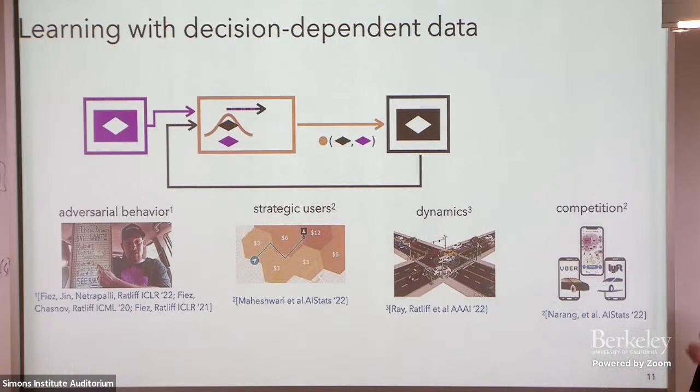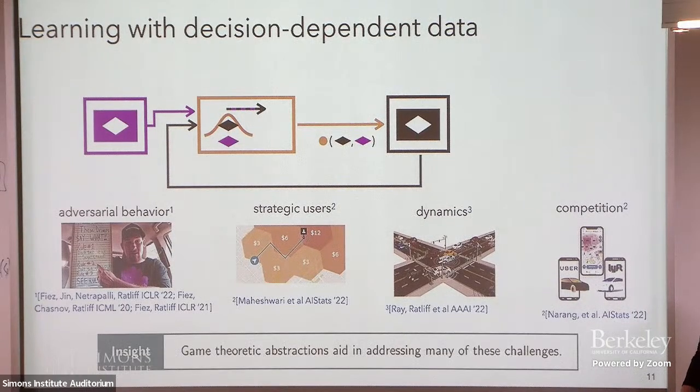And then we also care about this setting where we have competition. So of course, rideshare is a good example of that. You have, say, multiple platforms that are engaging with the same population of drivers and the same population of riders. And so across all of these areas, the key insight is that we can revisit these learning and decision-making problems using game theoretic abstractions.